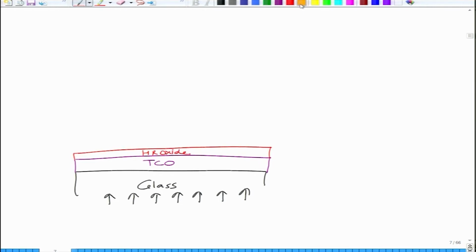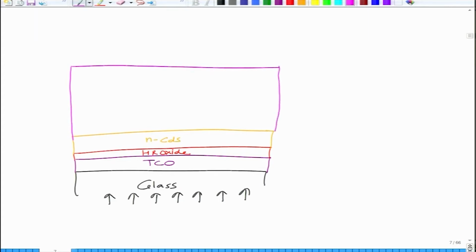Then we have a layer of CdS. This is N type layer, and then we have a layer of CdTe. This is P type CdTe, and then we have secondary contact. So you can make a contact on top here, top contact. Okay.